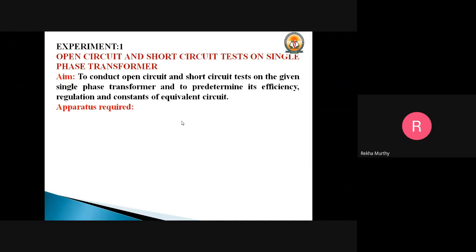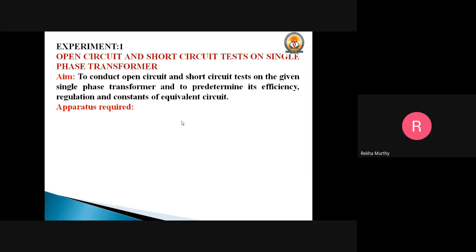So here, with the help of the auto transformer, a very low voltage will be applied to the primary side till the ammeter reaches the rated current. In both of the tests, we require instruments like the ammeter, voltmeter, and also the wattmeter. So the next question arises: what type of wattmeter do we require? We require the UPF wattmeter and also the LPF wattmeter.